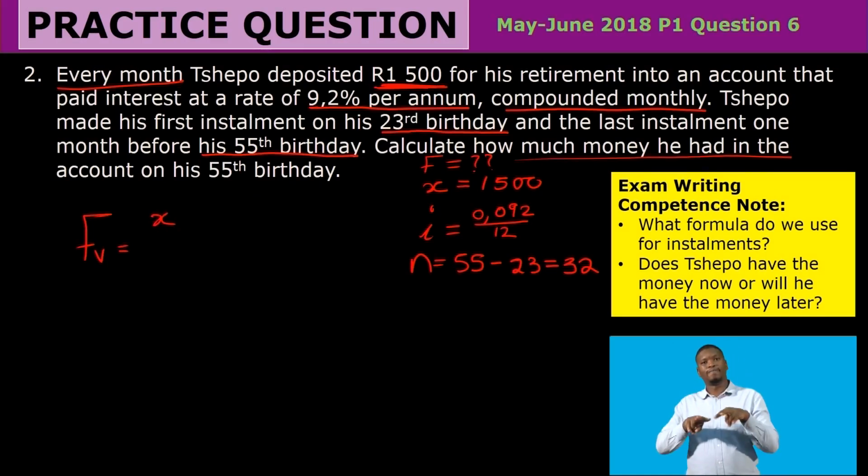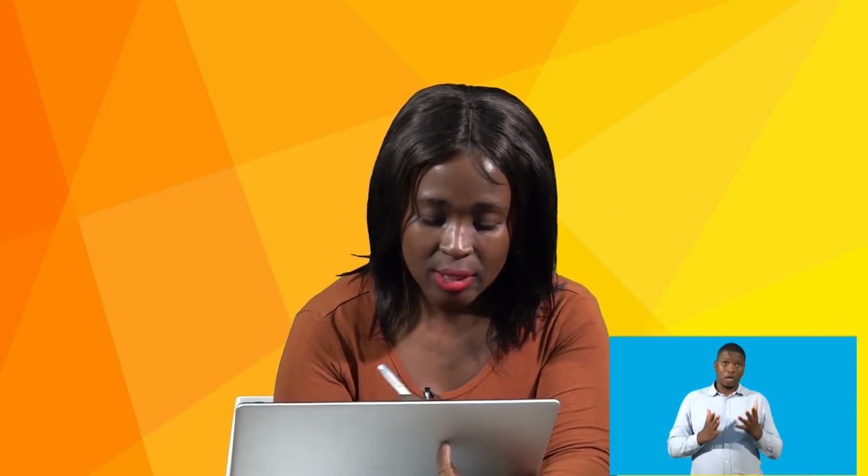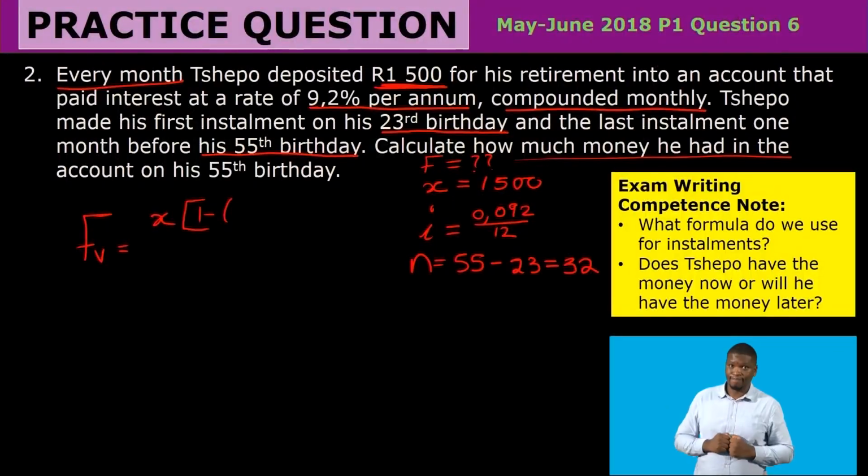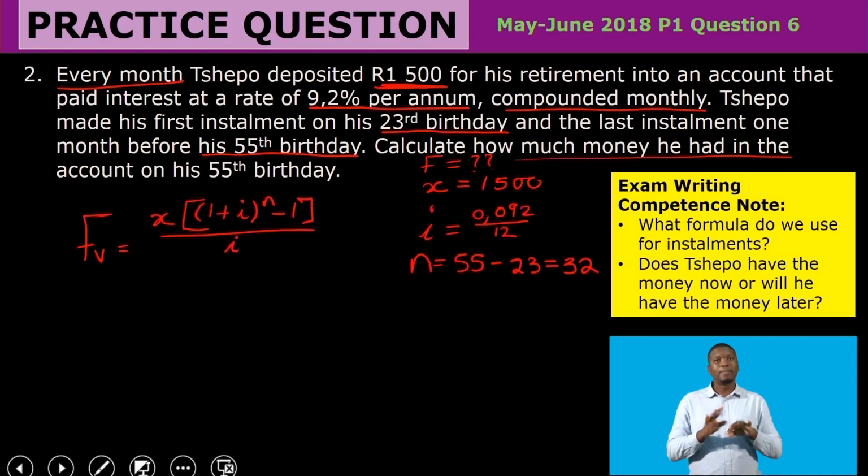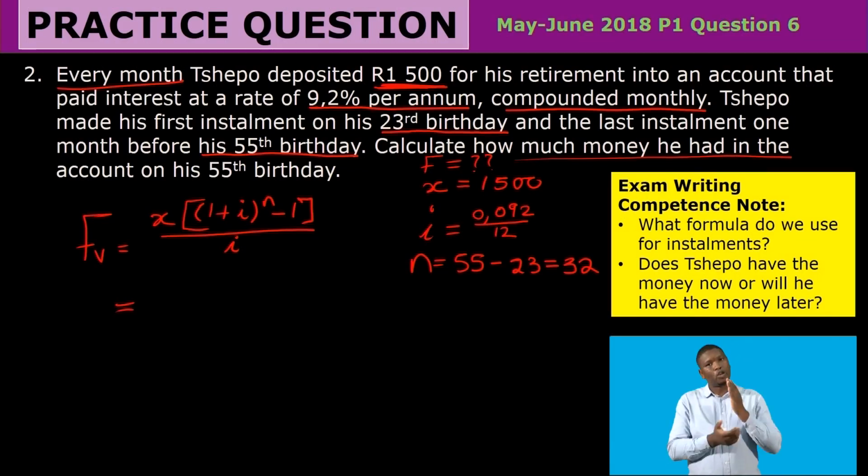Now, when it comes to copying that formula down, please go to the back of the exam paper. There is a formula sheet there. Use that formula that has been provided for us. So that is X, open bracket, and we open another bracket, that is 1 plus i to the exponent of n minus 1. We are going to close that bracket. Do not forget this i that is divided there at the bottom. That is a very common mistake. So make sure you do not make the same mistake.